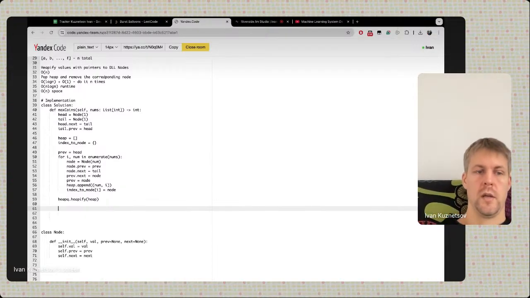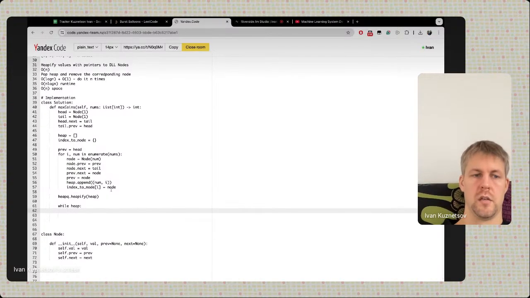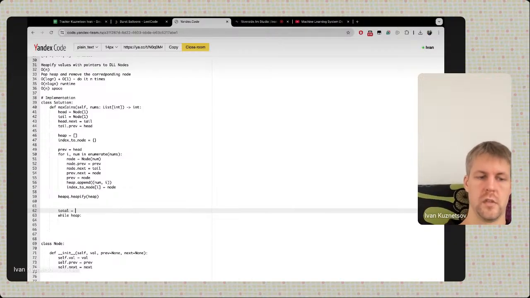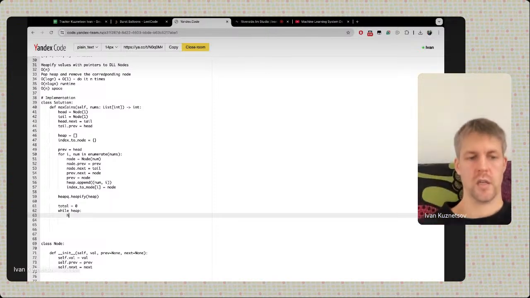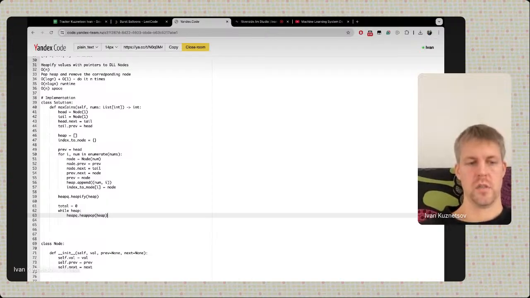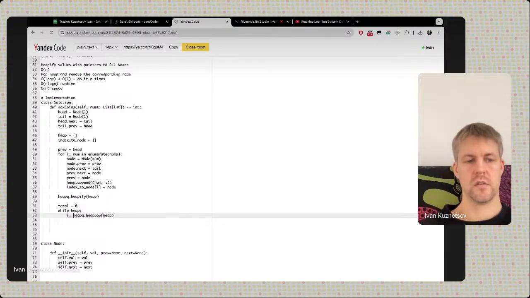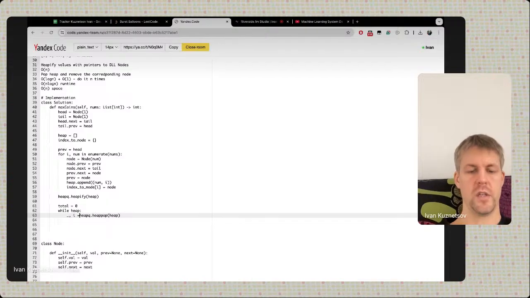Now, while heap and total equals 0. So while heap, heapq heappop heap, so index, we don't need value, right? We just need index. We are popping our heap for that.